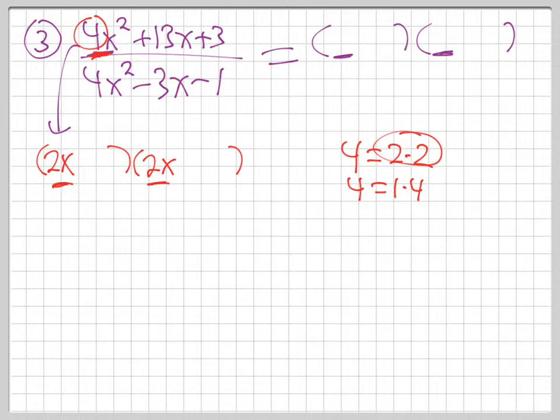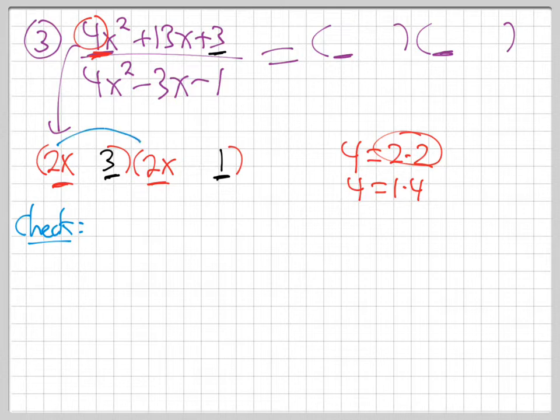Now front times front to make front. What comes next? Last times last to make last. What times what makes 3? 3 and 1. Yeah, 3 and 1. No signs yet. Remember, I hold off on the signs. So is that right? Is that the right answer? It's not. How do I know it's not? Because I'm checking in my mind, because I've done this so many times. And if you can't just see it, that's okay. I couldn't at some point either. But I checked it 10 million times, and now I can.